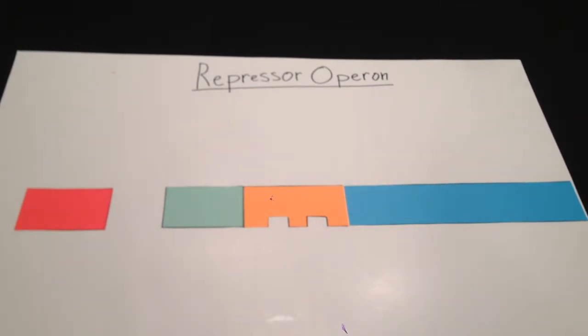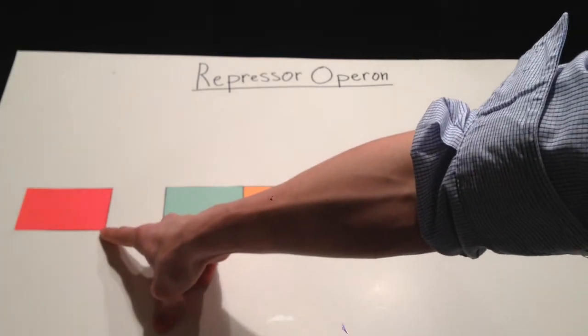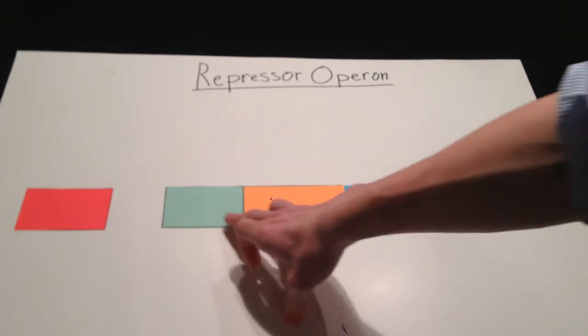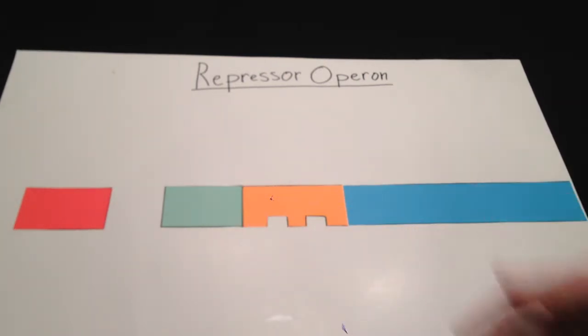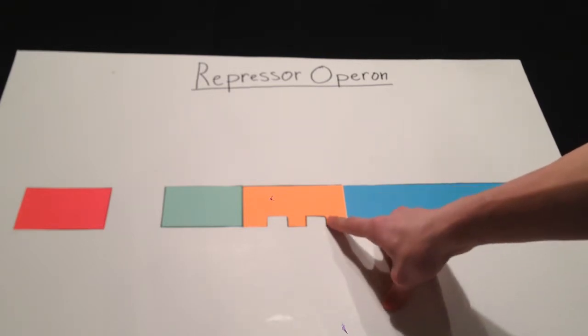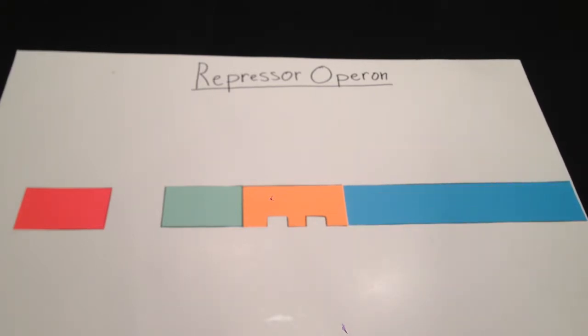First, I will tell you the main components of the repressor operon. We will start with this red rectangle, which will represent our regulatory gene. Then we'll move on to our promoter, which is where the RNA polymerase will bind to create mRNA. And then this puzzle piece will represent our operator, which is where our repressor protein will bind.